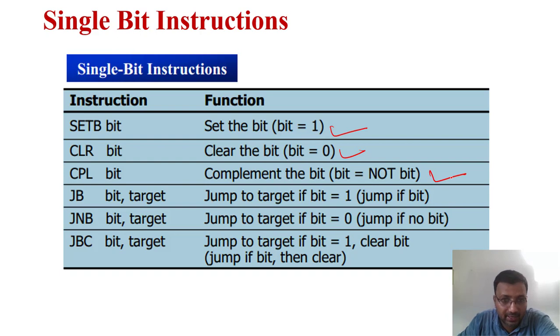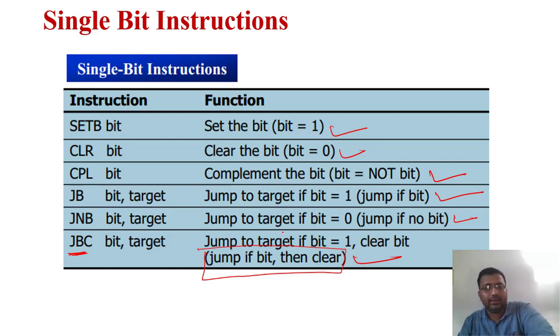Then there are the jumping instructions. JB bit comma target: jump to the target if the bit is 1. So if the bit is present, it jumps to the target. JNB bit comma target: it will not jump when the bit is 0, that is, the bit is clear. JBC means jump if bit is set and clear the bit. After jumping, it clears the bit. So both things happen in one instruction, clearing the bit and jumping. So these are the single bit instructions.